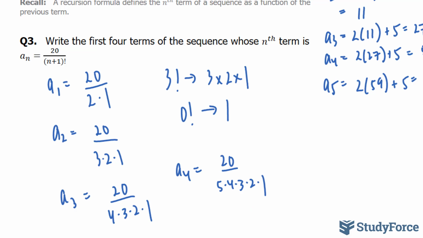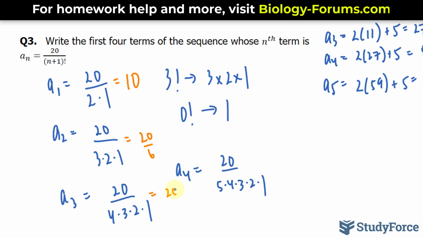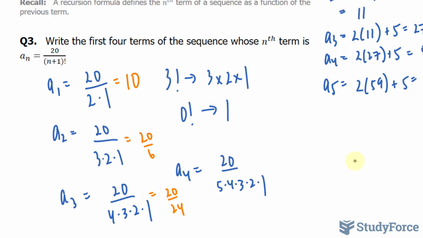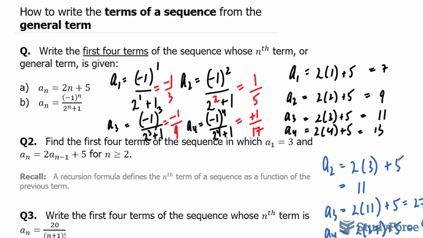If you evaluate each of these, this one is easy. This one is 10. This is 20 over 6. Here we have 4 times 3 times 2, that's 24, so 20 over 24. And evaluating this, you should end up with a reduced fraction of 1 over 6. And there you have it. That is how to write the terms of any sequence from a general term.